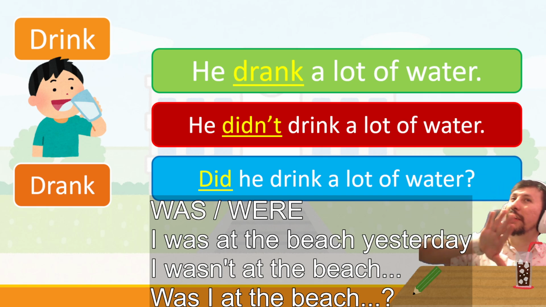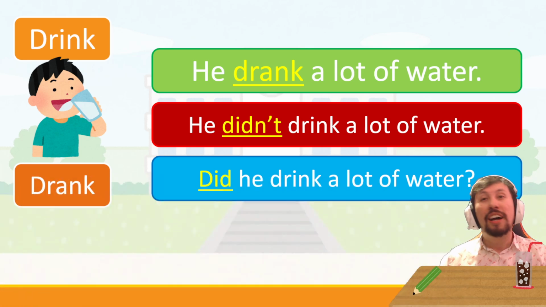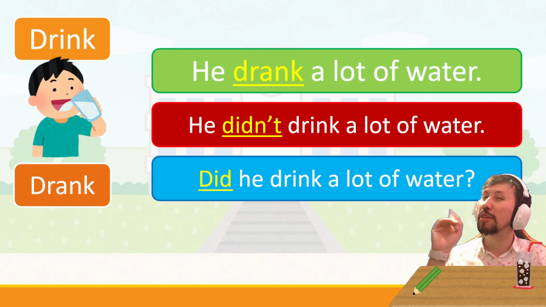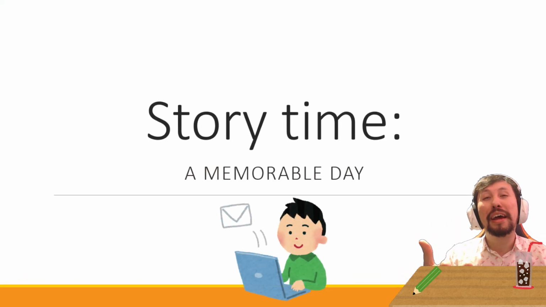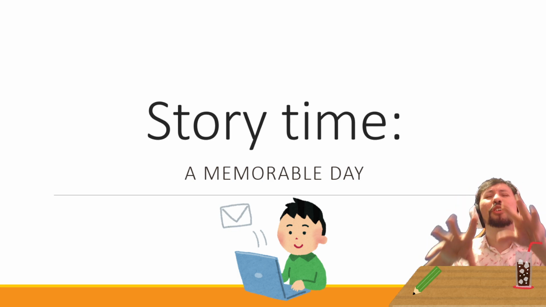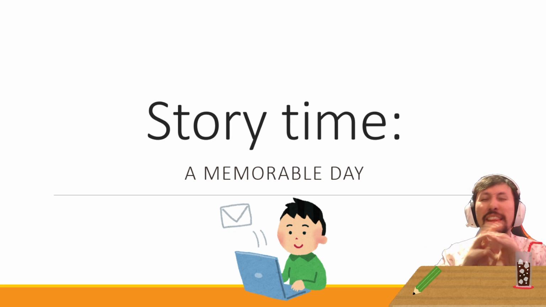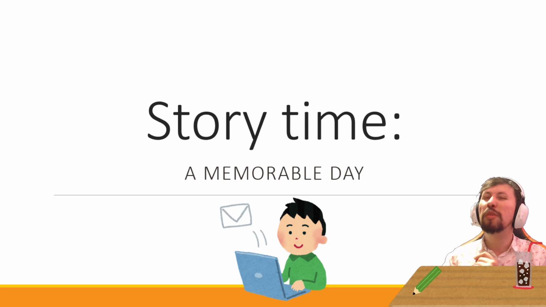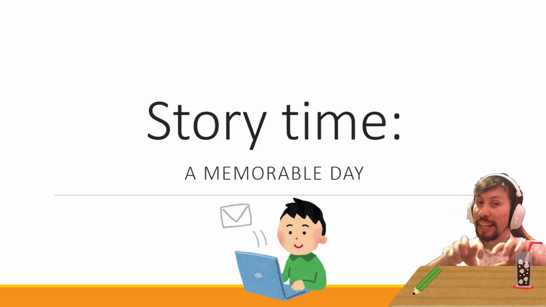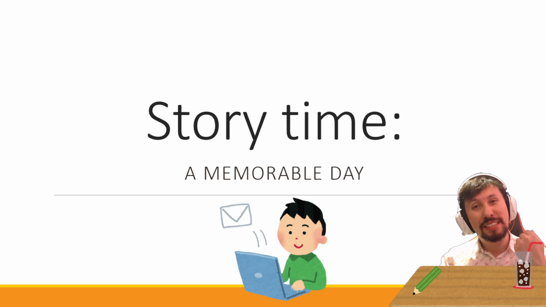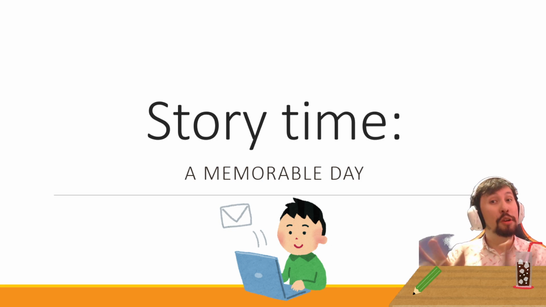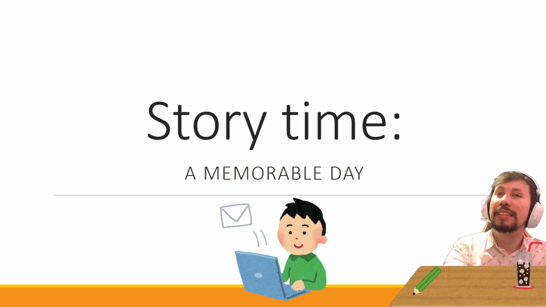Alright, so if you think you have what it takes to talk about past, I dare you now to think of a story, the story of your life. Think about one memorable day in your life and write it down. Write it in English using past, using was, were, regular and irregular verbs. Look, I'm going to show you an example. This is my example.